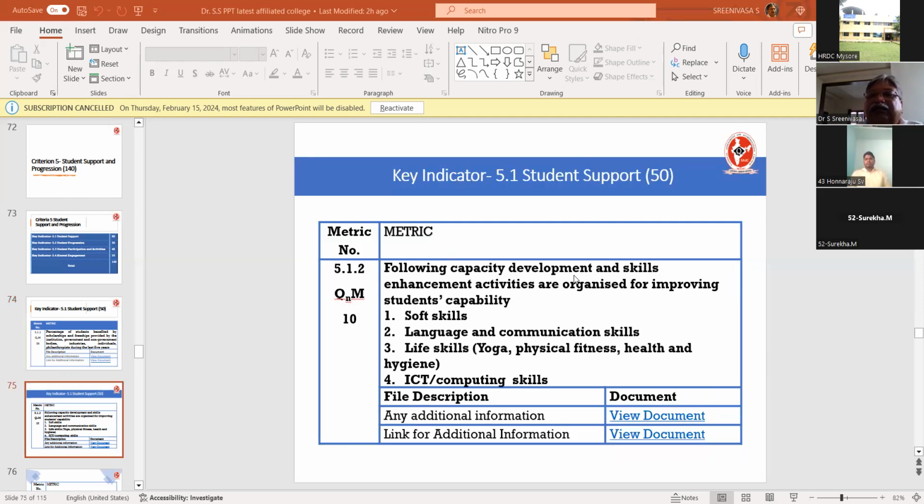And following capacity development, whether your institution is organizing soft skill, language and communication skill, life skill, ICT computing skill, these skills are to be put into the students' curriculum. So when you design your curriculum, when you frame the syllabus, you are incorporating these things. In chemistry also some soft skills can be introduced. ICT based ChemDraw, ChemSketch softwares are there. These softwares will help the student to draw the chemical structure, to know the physical properties, and using that computing skills, they can draw the NMR, mass spectra, etc.